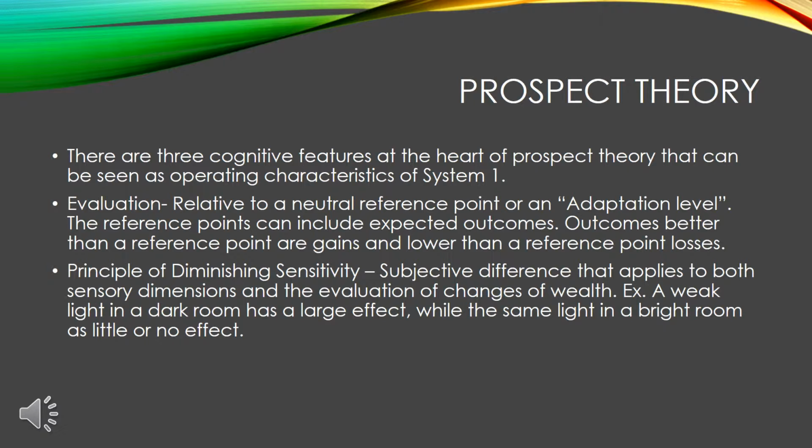There are three cognitive features at the heart of prospect theory that can be seen as operating characteristics of System 1. Evaluation is relative to a neutral reference point, an adaptation level. For financial outcomes, the reference point is usually the status quo. It can also be the outcome you expect or feel entitled to, which means anything better than the reference point is a gain, while anything below this reference point is a loss. A principle of diminishing sensitivity applies to both sensory dimensions and the evaluation of changes of wealth. A weak light in a dark room has a large effect, while the same light in a bright room has little or no effect.